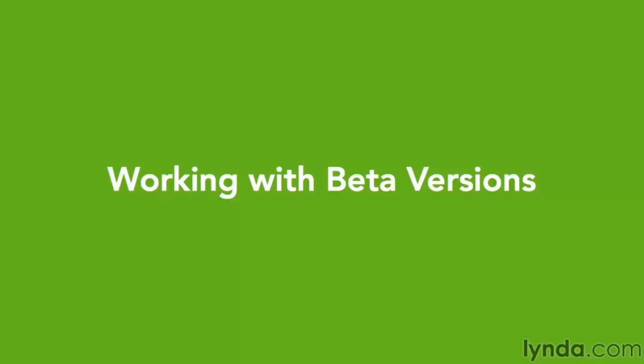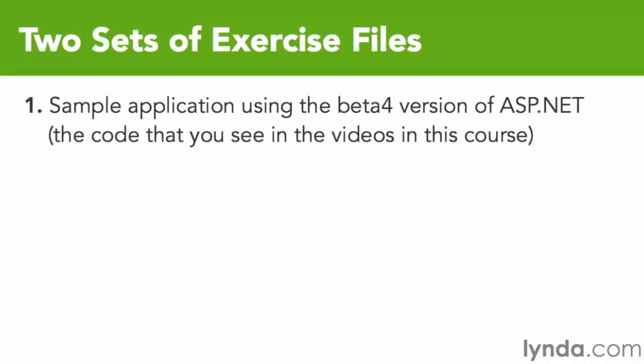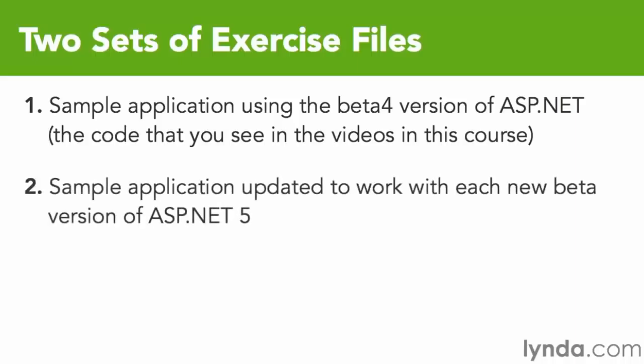Even still, I think it's a great idea for you to keep up with the latest versions of the framework as they come out. And in order to help you with that without re-recording the whole course, I'll be maintaining 2 sets of the exercise files that I introduced earlier in this chapter. The first set of exercise files will contain code written against the Beta 4 version of the framework. This code matches exactly what you will see me type in the videos throughout the course. The second set of exercise files will contain the same code that I write in this course, but I'll continue to update it with each new version of the ASP.NET 5 framework as it's released.